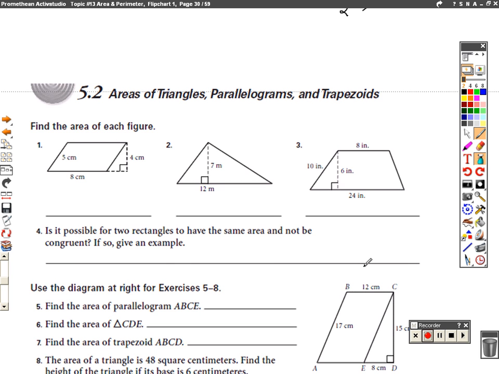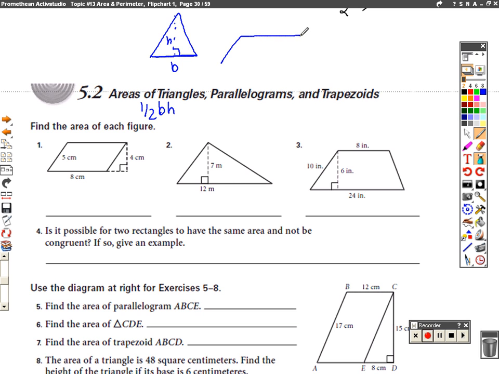All right, in section 5.2, we learned about our triangles, parallelograms, and trapezoids, the area formulas. So let's just look at the area formulas really quickly. If I have a triangle, its height, anything's height, is always shown with a right angle. And then its base is usually the one that's on the bottom, and the formula will be 1/2 base times height, or some people write BH divided by 2.